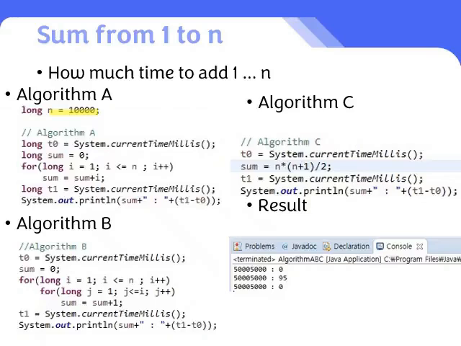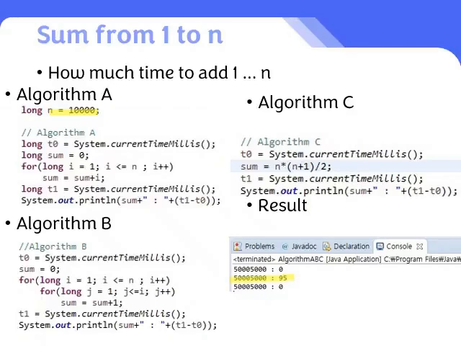Actually, there might be a bit of a difference between A and C, but they were so fast that they both just show as 0 milliseconds. These two didn't really have any time difference, but for B, even though the value was the same, it took 95 milliseconds. Wow.